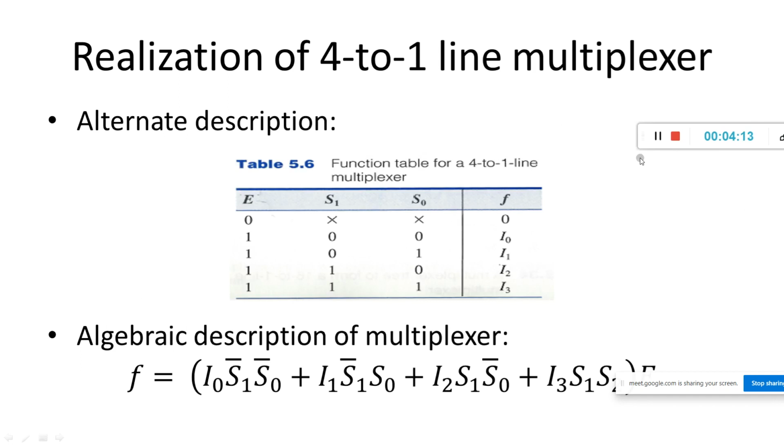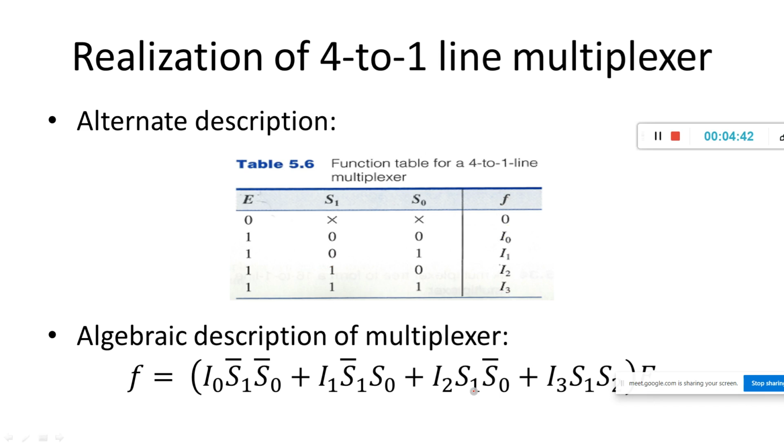Okay. So next, realization of the 4:1 mux with alternate description, right? So here you can see that this is a compressed truth table of a 4:1 mux. If enable is 1 and S1, S0 is 0, 0, I0 will be available at the F output line. If it is 0, 1, I1 will be available. If it is 1, 0, I2 will be available at the F output line. If it is 1, 1, I3 will be available at the F output line.